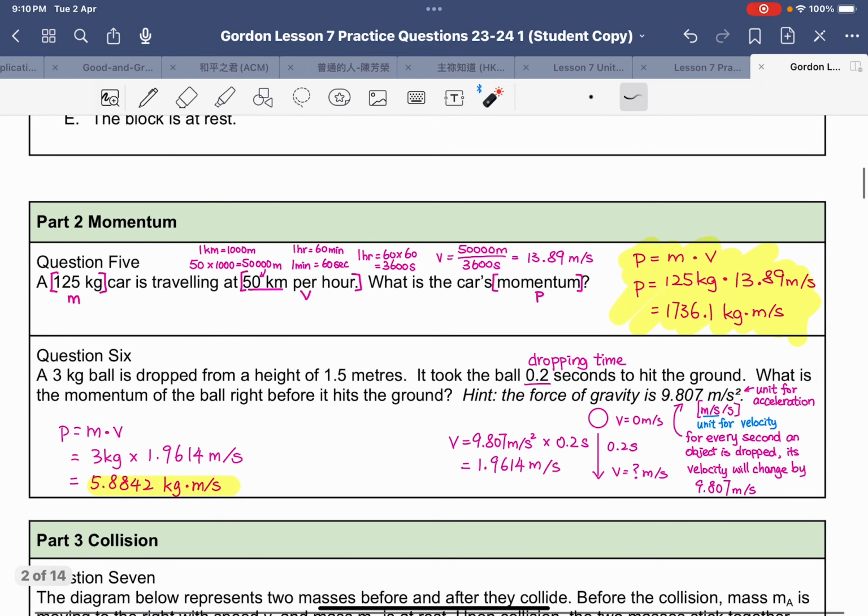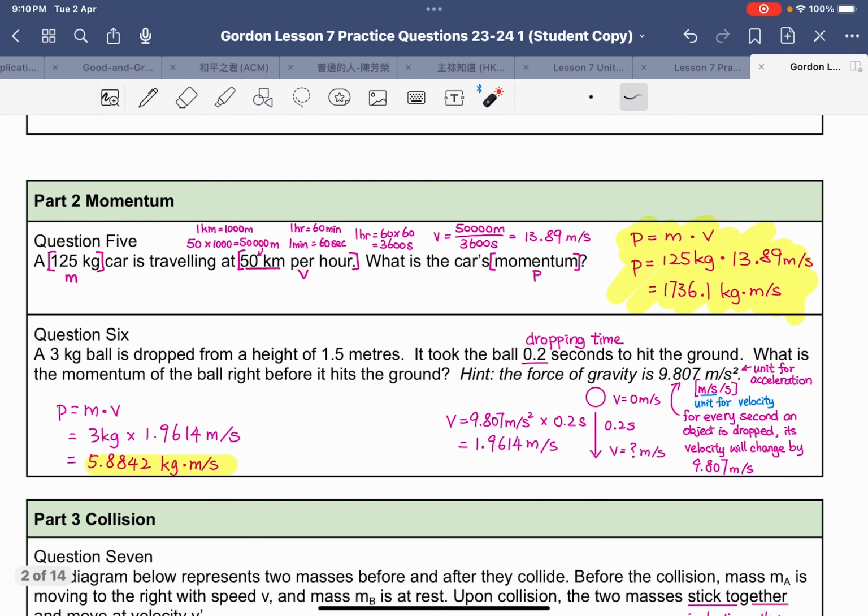All right, momentum questions. So question 5, momentum is calculated using this formula, P equals m times v. So we are trying to find the car's momentum. So we need the mass of the car and we need the speed of the car. Mass of the car has been provided to you in the question. The speed of the car, however, or the velocity of the car, yes, it's provided, but it's not in meters per second, which is the universal unit for momentum calculations. So we kind of need to convert it.